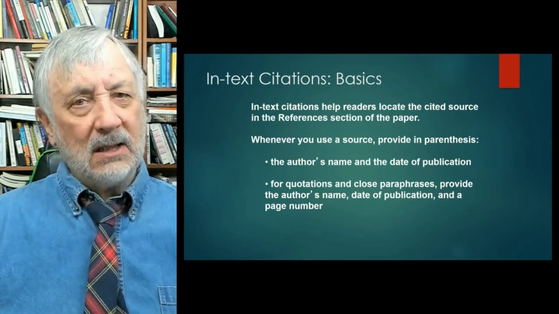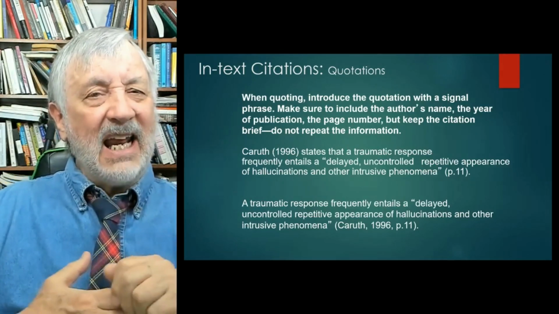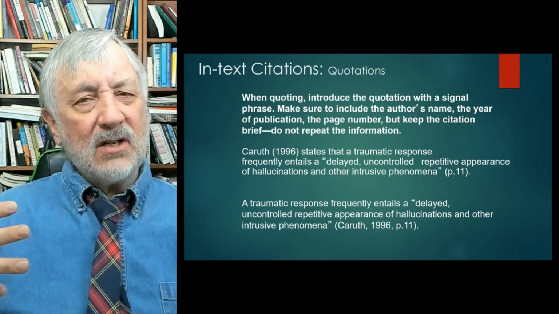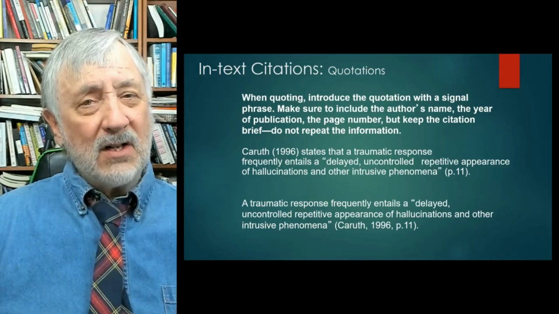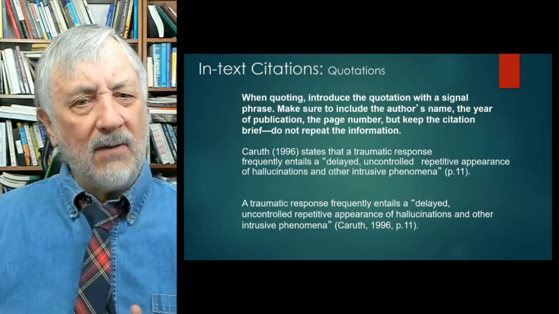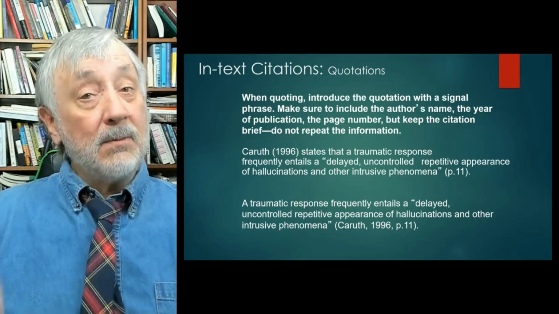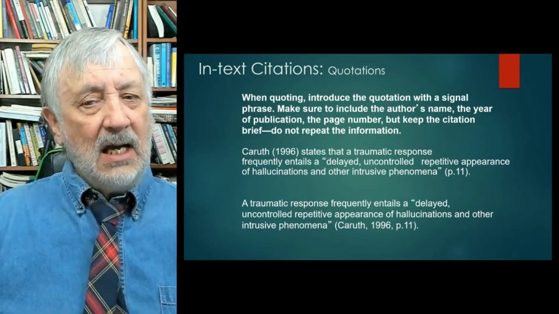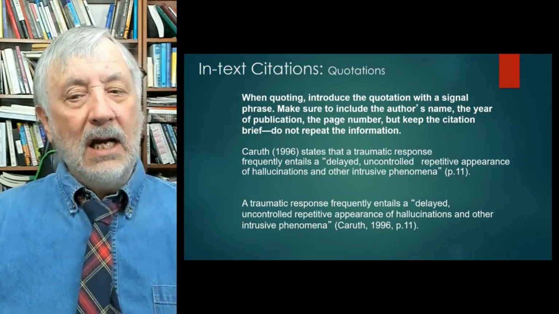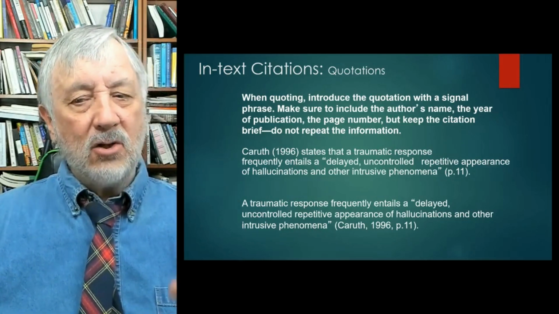So there's page numbers attached. There are a couple of different ways to do citations, and one is what's called an in-text citation. This is where you insert the name of the author or part of the reference into the body of your text, so it flows evenly in the body of your text. Such as, first example, Carruth (1996) states that a traumatic response frequently entails a, quote, "delayed, uncontrolled, repetitive appearance of hallucinations and other intrusive phenomenon."